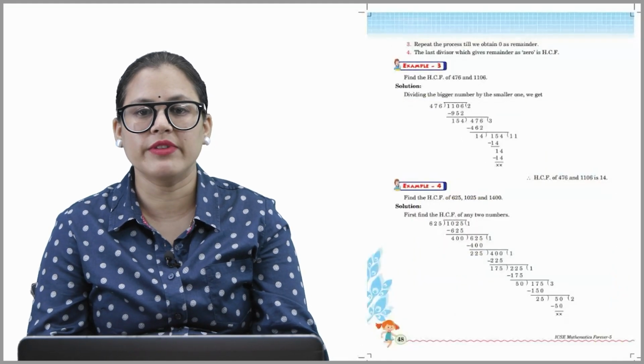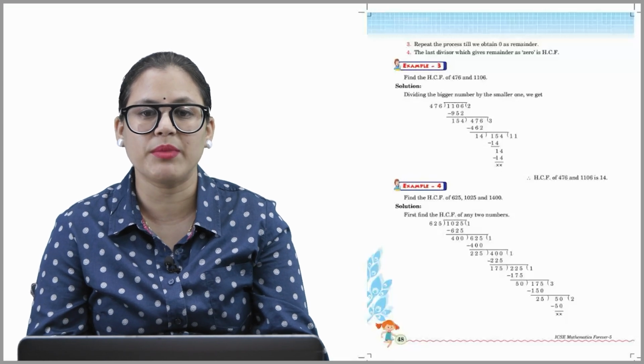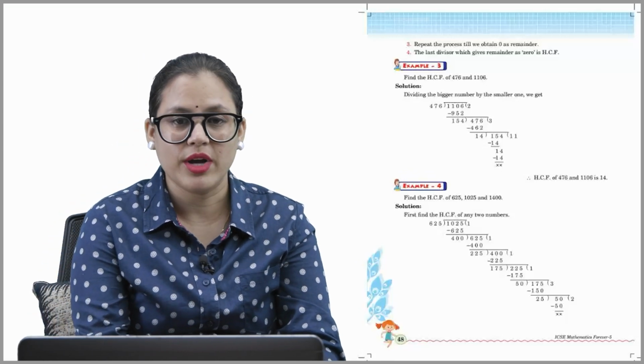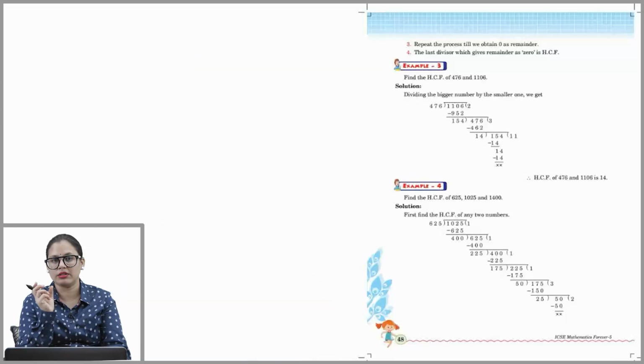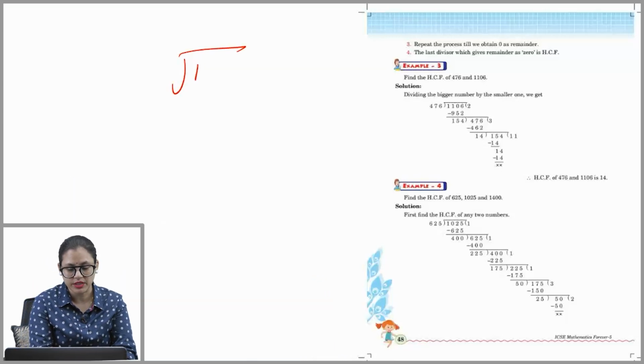Repeat the process till we obtain a 0 as a remainder. The last divisor which gives a remainder as 0 is the HCF. Okay, let's do the example: we have to find the HCF of 476 and 1106. So we will divide the bigger number by the smaller one.